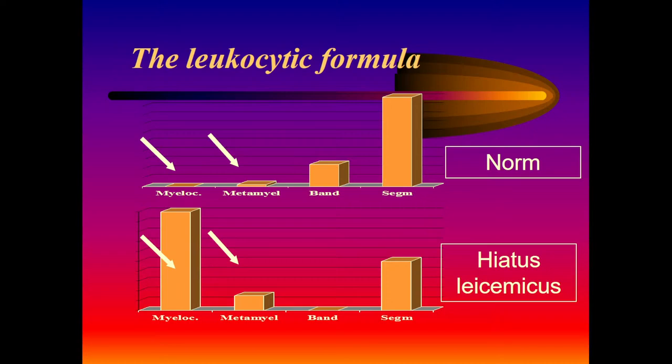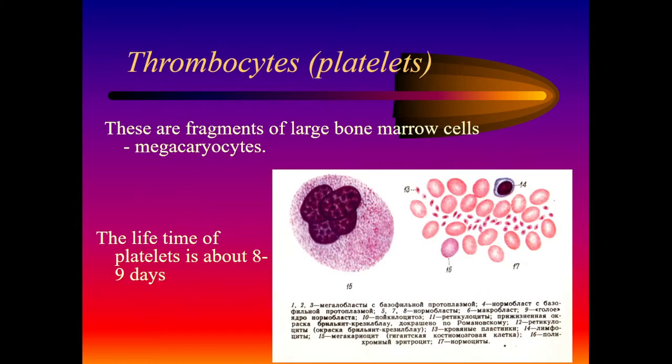Sometimes we have a different variant of change in the leukocytic formula, when some transitional variants of leukocytes are missing in the formula, and it is named hiatus leukemicus, in Russian leukemic gap.